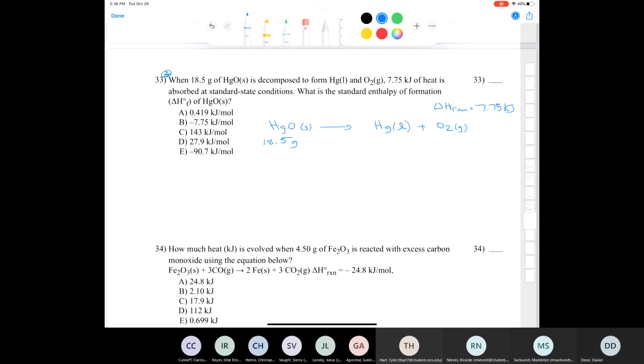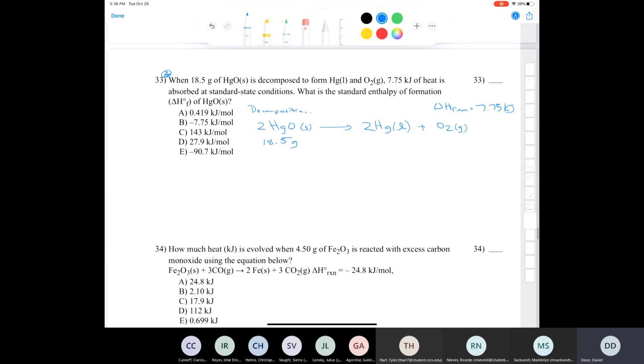So what we should do next is balance the equation, because you can clearly see it's not balanced. I have 2 atoms of oxygen in the product, so I need to have a 2 here, and then I need to balance that out with a 2 there. Now, we know how many kilojoules are absorbed when we do this decomposition reaction.